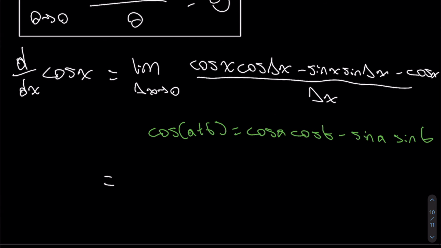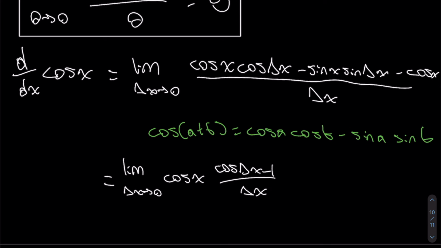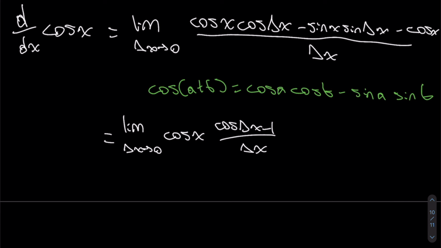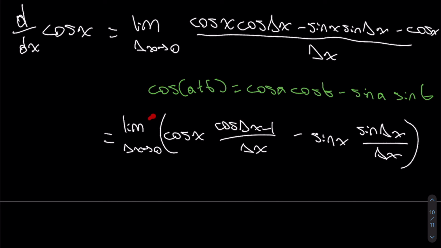And now I'm going to factor out a cos x out of these two terms. So I'm going to factor the cos x out of there. I'm going to have cos delta x minus 1 over delta x, and then minus sine x sine delta x over delta x. Okay, now if I bring these limits in, the limit when I bring it into that will become 0. That'll go away. And when I bring the limit into this, that'll become 1. So this will become negative sine x.